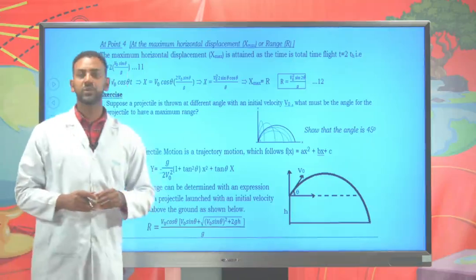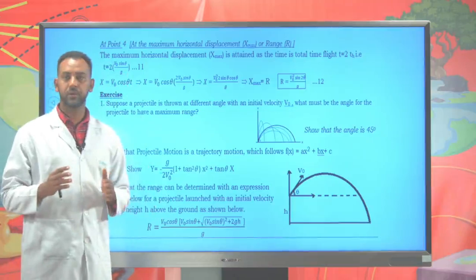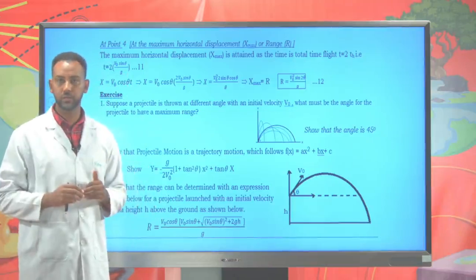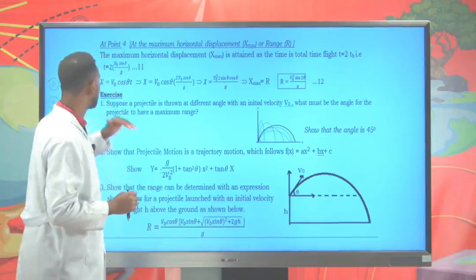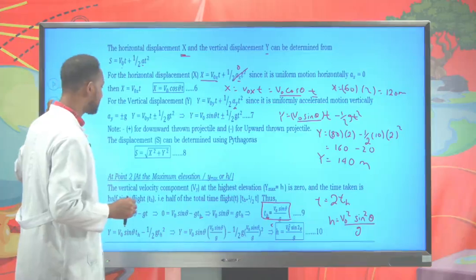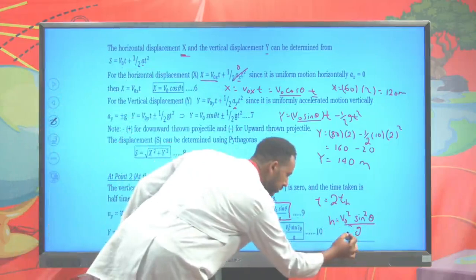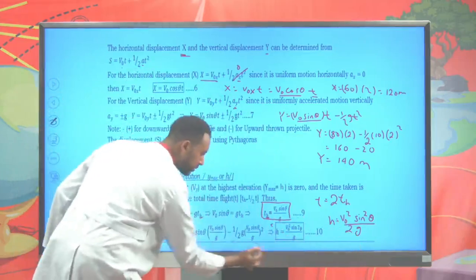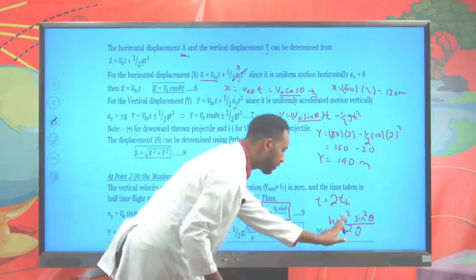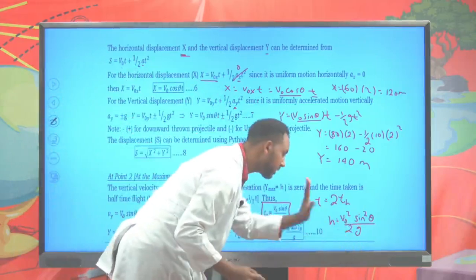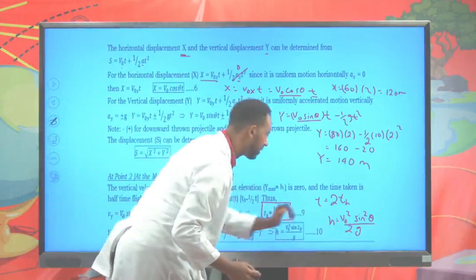Here it's also possible to determine the maximum horizontal projection. Okay, the maximum possible horizontal projection. To determine this, sorry, we do have 2. When you subtract these, we can have 2. So V naught squared sine squared theta over 2g is the maximum height. This is how we determine it.